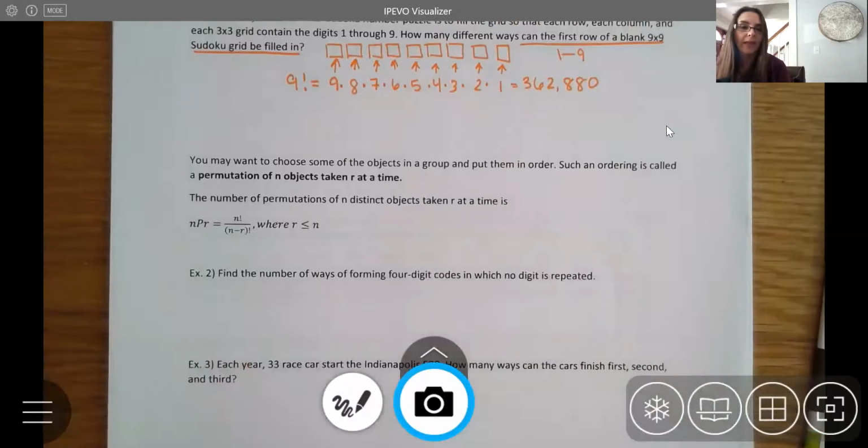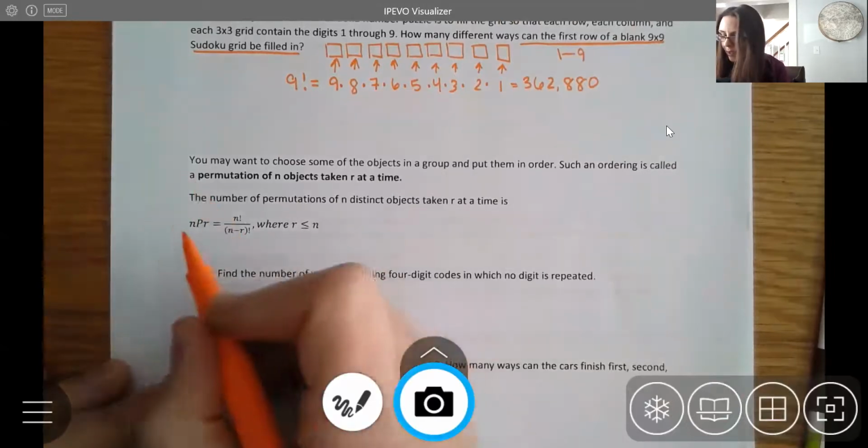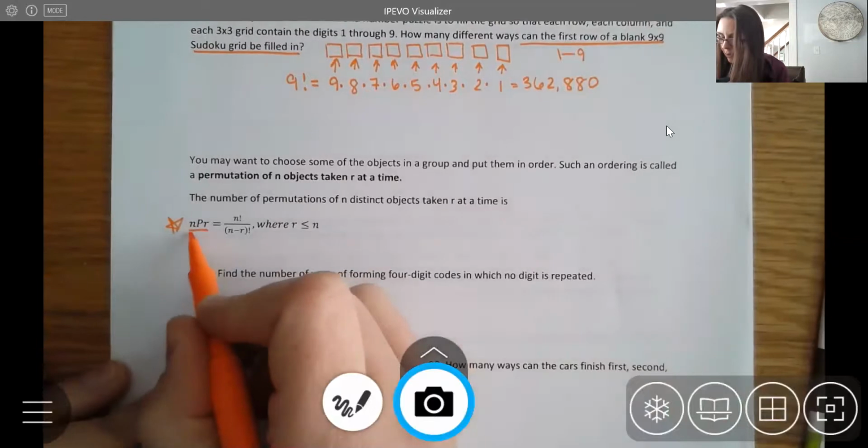Now we can get a little more complicated than this. So you may want to choose some objects in a group and put them in order again. Such ordering is called a permutation of n objects, taken r at a time. So we have this formula here. Again, it's a little bit more complicated. This is our notation.